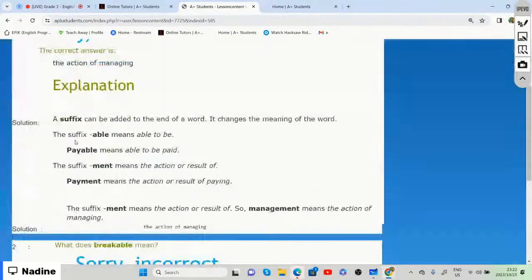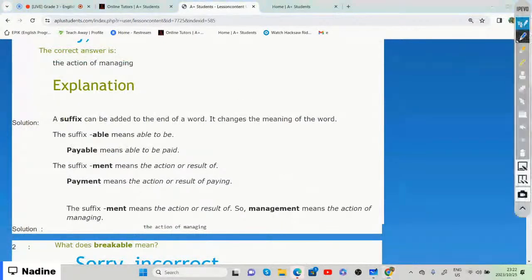The suffix can be added to the end of a word and it changes the meaning of the word. We made mention of able. Able means you are able to be. And payable, it's able to be paid. You said you were going to pay, which means I assume you're able to pay that amount. Then we have inflatable.